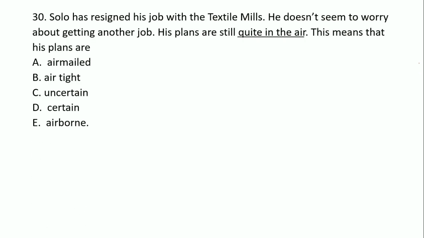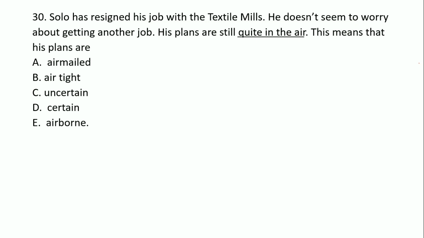So the next one is: Solo has resigned his job with the Textile Mills. He doesn't seem to worry about getting another job. His plans are still quite in the air. This means that his plans are... Now, the expression here is "in the air." In the air means is happening or about to happen. As most of us must have heard before, whenever they say, "Oh, love is in the air," that means it is about to happen or that it is happening.